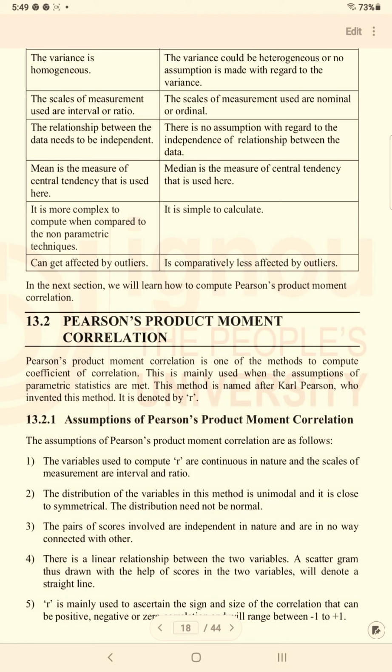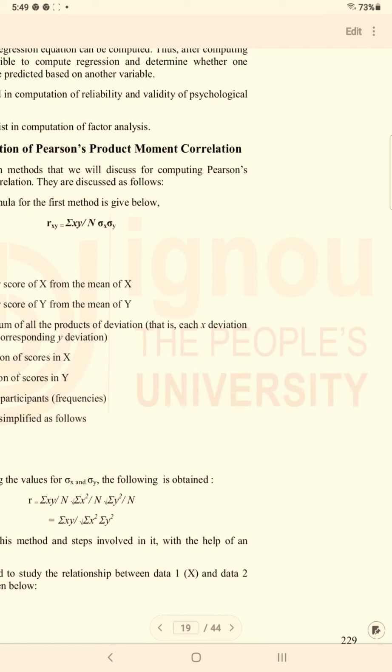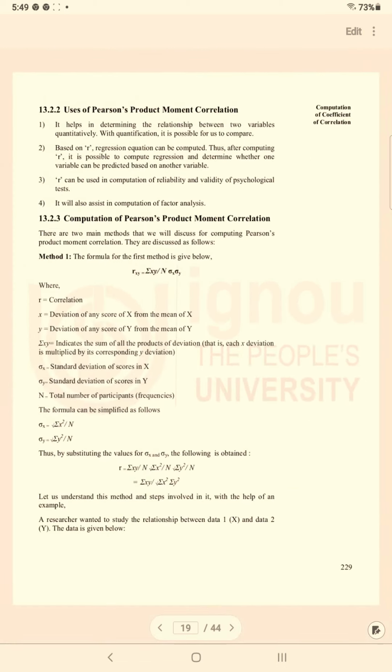4. There is a linear relationship between the two variables. A scattergram, thus drawn with the help of scores in the two variables, will denote a straight line. 5. r is mainly used to ascertain the sign and size of the correlation that can be positive, negative or zero correlation and will range between -1 to +1. Computation of coefficient of correlation.